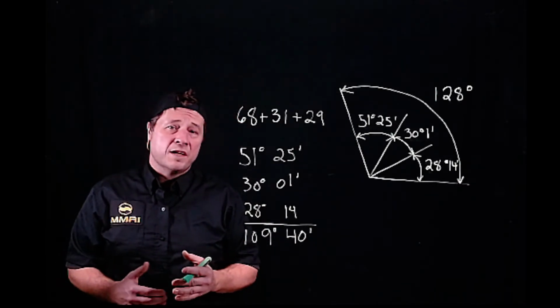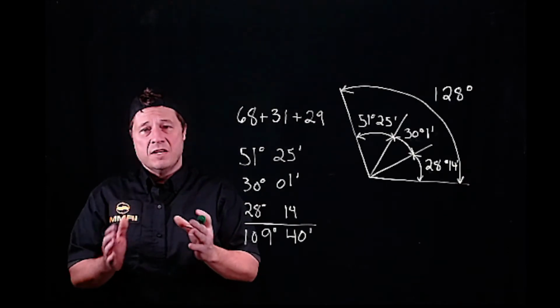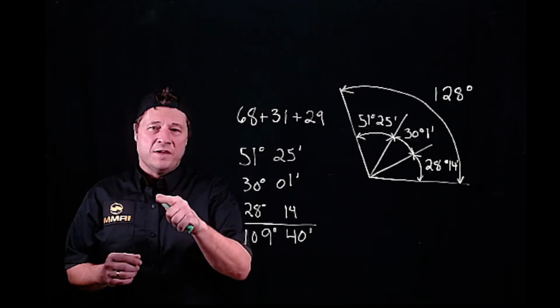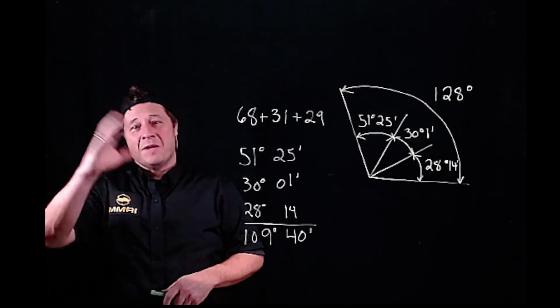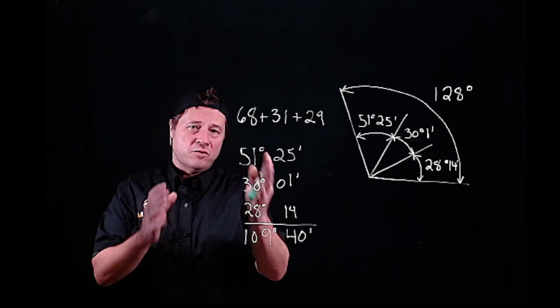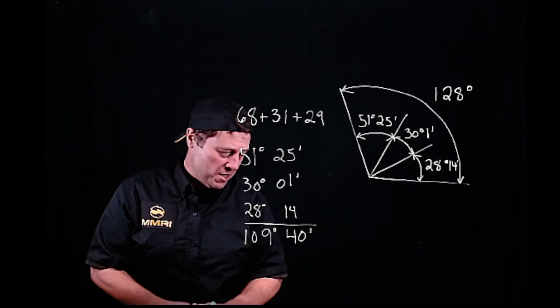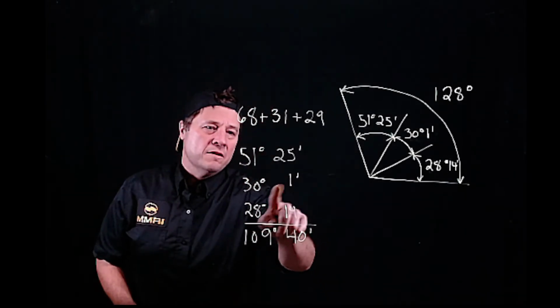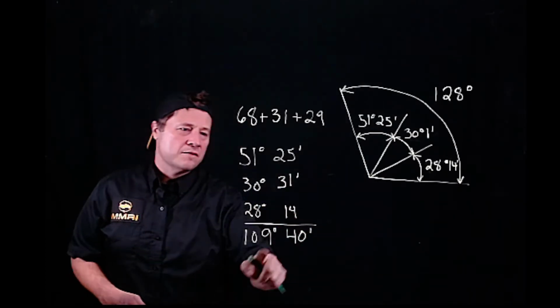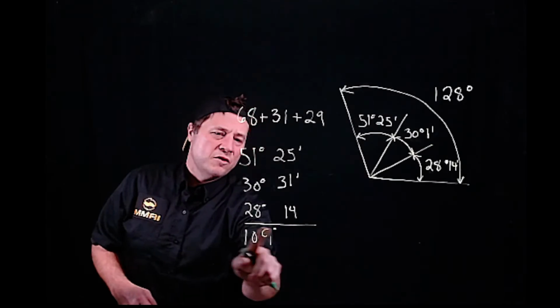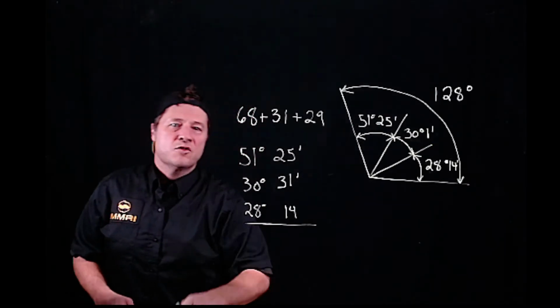But this isn't always the case, right? And as we know, when it comes to adding decimal fractions, if you get above 0.999 as a decimal fraction, then it becomes a whole number, right? So the same is true when it comes to degrees and minutes. So what if here this was 31 minutes? What if that was 31 minutes? So what do I do now?